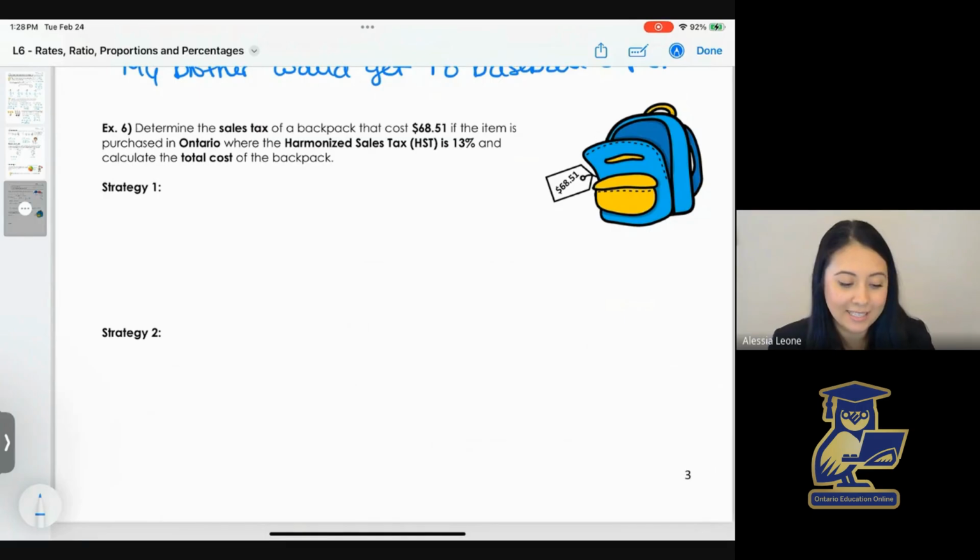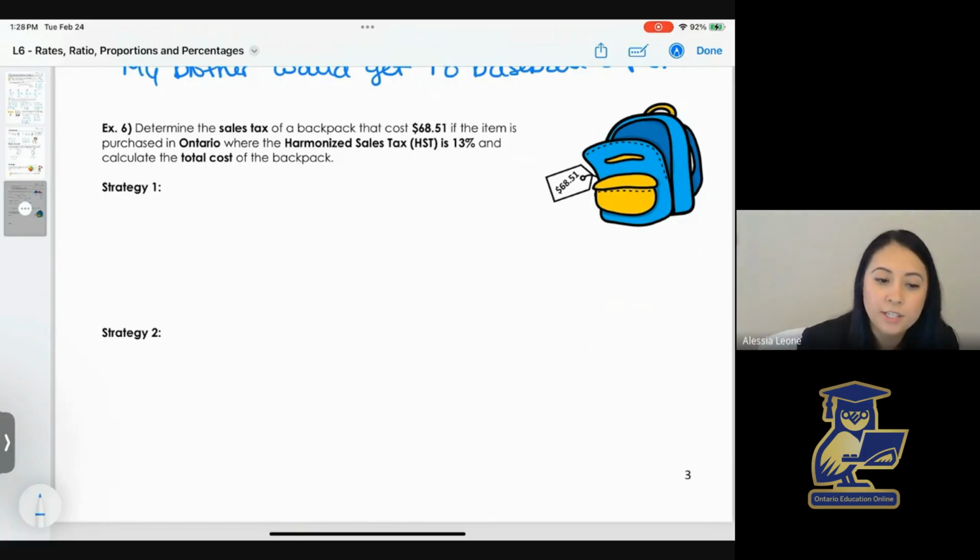And now let's talk about shopping. This is our last example here. Let's determine the sales tax on a backpack that costs $68.51 if the item is purchased in Ontario, where the harmonized sales tax, HST, is 13%, and then calculate the total cost of the backpack. So this is very relatable math. I'm sure when we're all out, we're always wondering what the cost is before tax or after tax. Two different strategies we will walk through here.